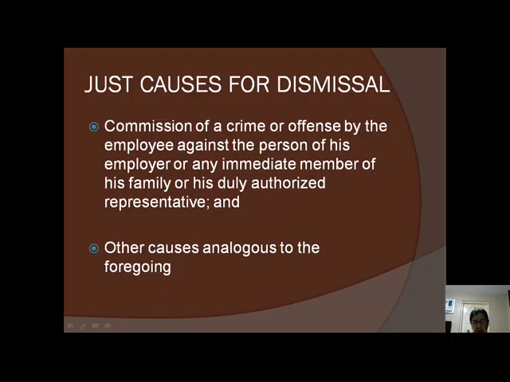no, between the relationship. I mean, the employees' conditions, or part of the conditions of his or her employment, wherein all the rules are being set on that code of conduct. Okay, so we'll stop here and we'll continue to discuss next meeting about just causes for dismissal.